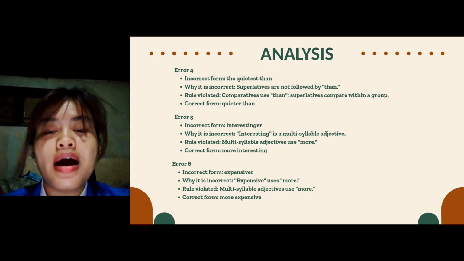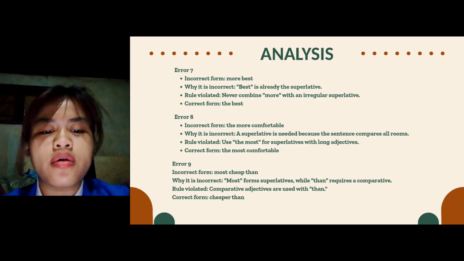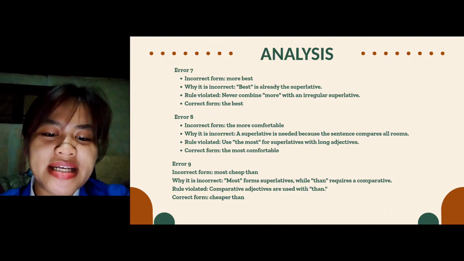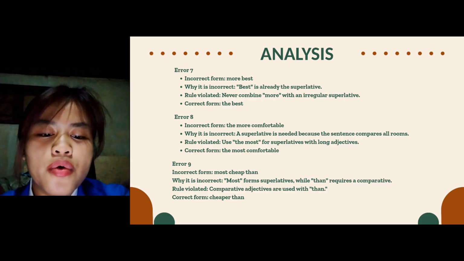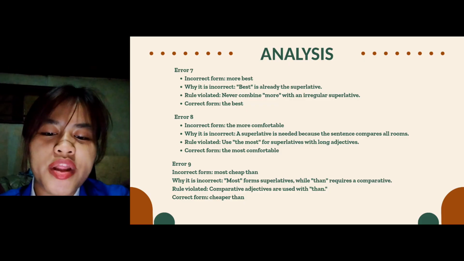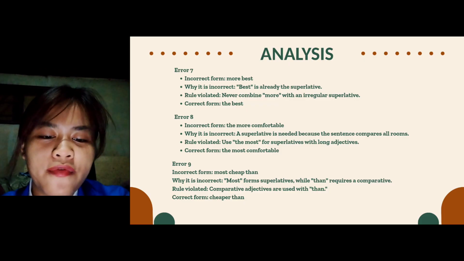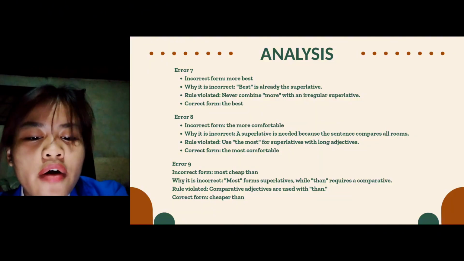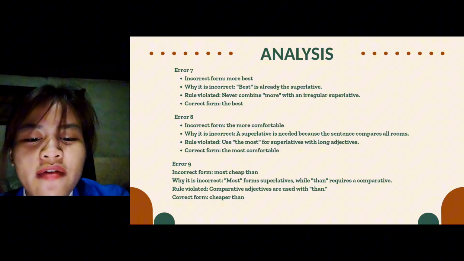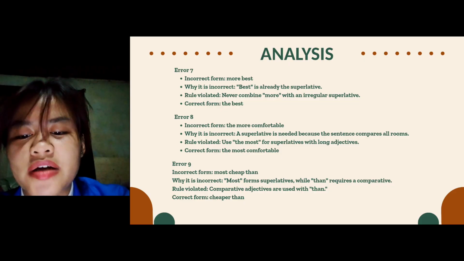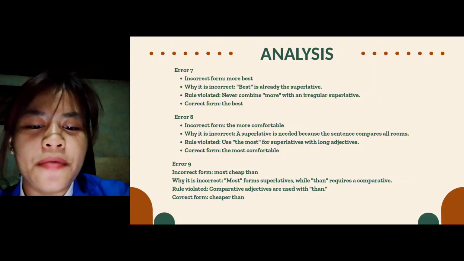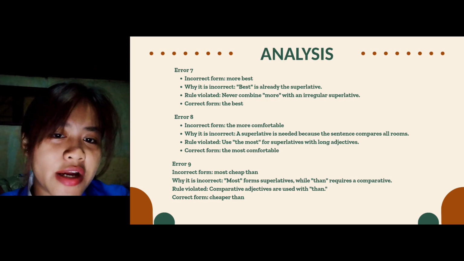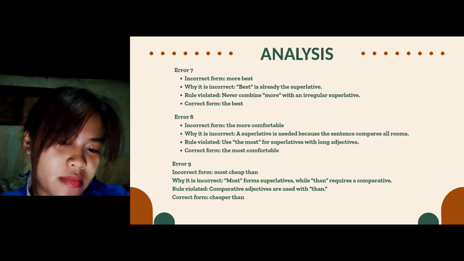Correct form: more expensive. Seventh error, incorrect form: more best. Why is it incorrect? Best is already the superlative. Rule violated: never combine more with an irregular superlative. Correct form: the best. The eighth error, incorrect form: the more comfortable. Why is it incorrect? A superlative is needed because the sentence compares all rooms. Rule violated: use the most for superlatives with long adjectives. Correct form: the most comfortable.